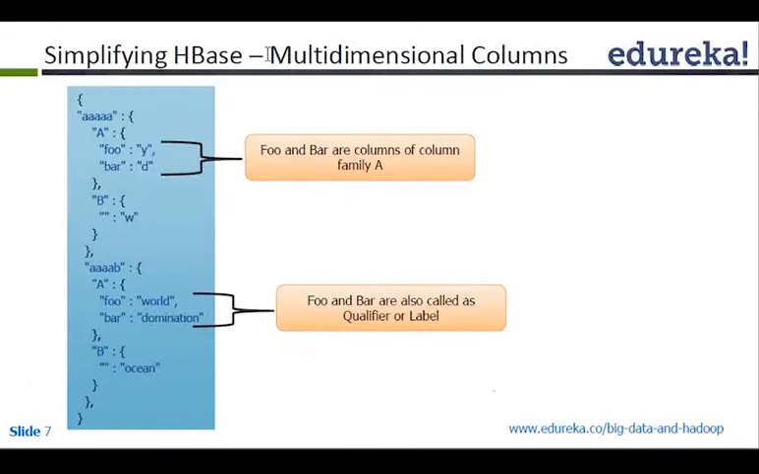So, simplifying HBase. HBase is actually multi-dimensional columns. That means you will have multiple columns in a column family. So, foo and bar are columns of column family A. Foo and bar are also called column qualifiers. Just letting you know what is a column family and a column.